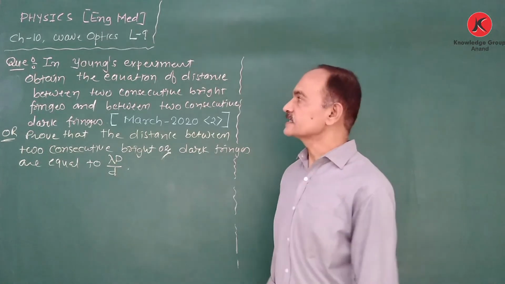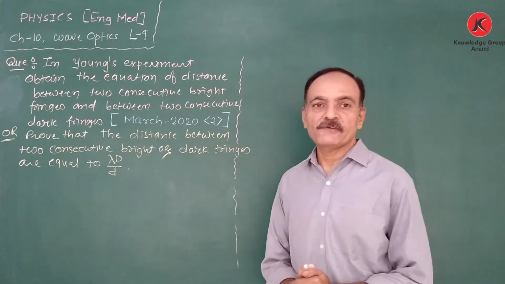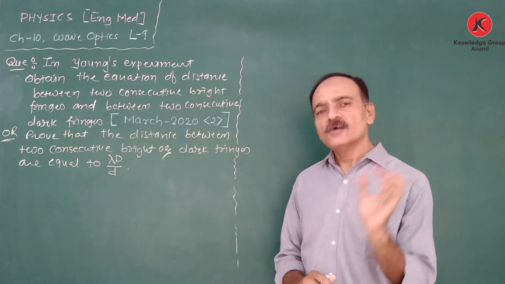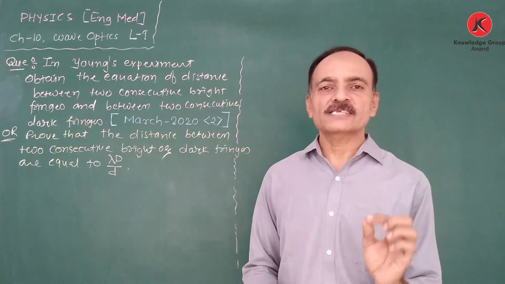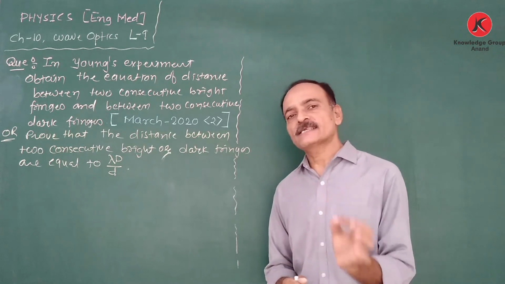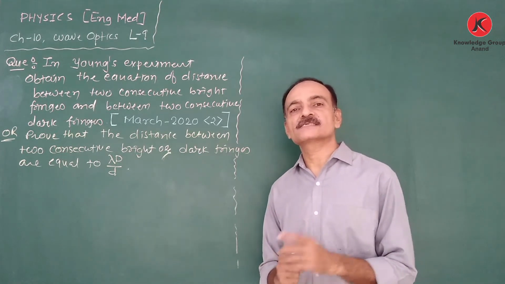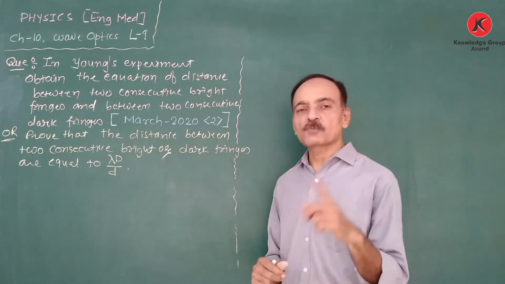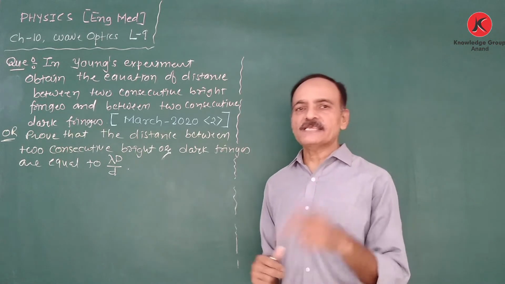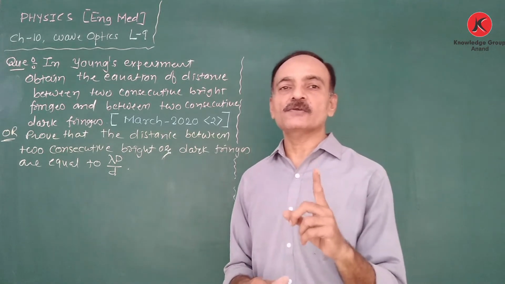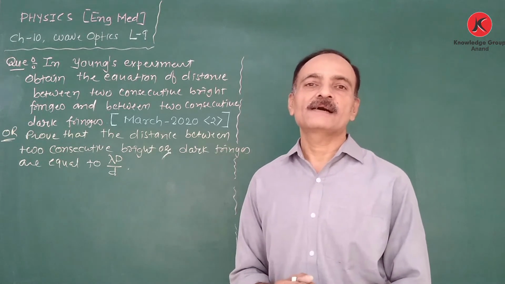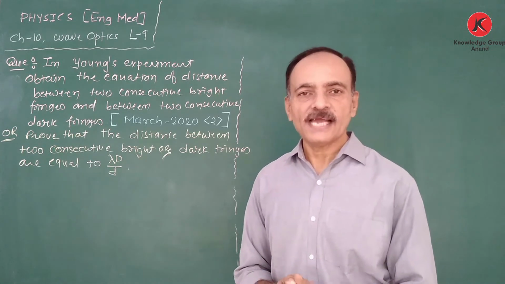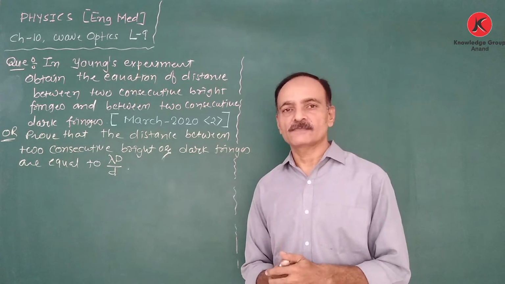Friends, last time we discussed the Young's double slit experiment and obtained the equation of path difference at a point where the waves emanating from S1 and S2 are superposed, and at this point either constructive or destructive interference is formed. The general equation of the path difference is xd upon D. If this path difference equals the condition for constructive interference, n lambda, then constructive interference takes place and the intensity at that point is maximum.